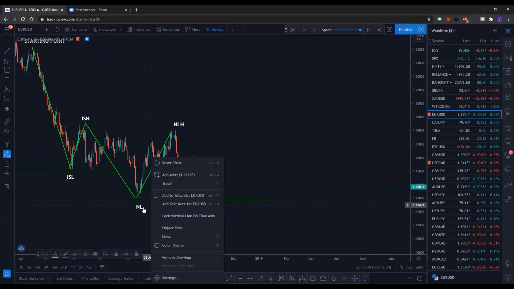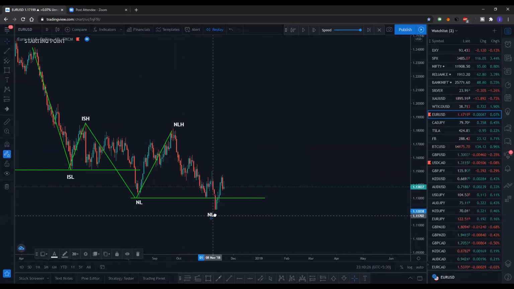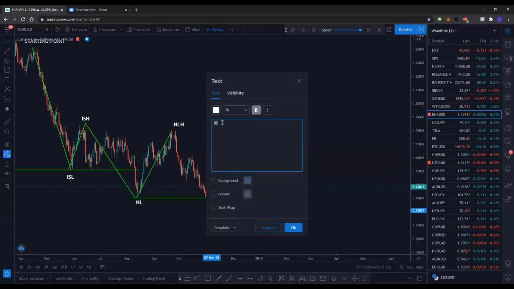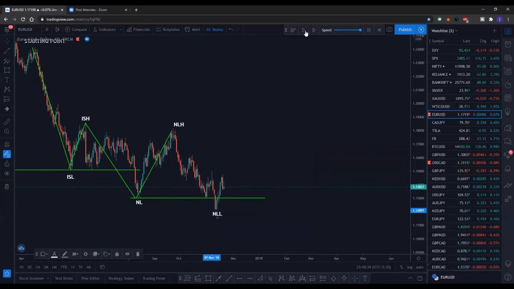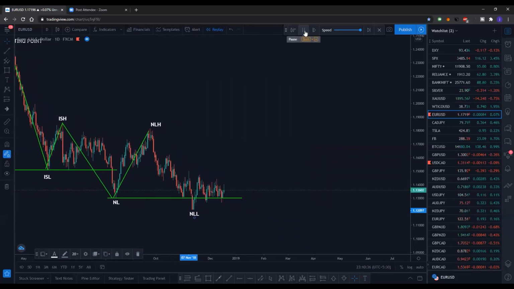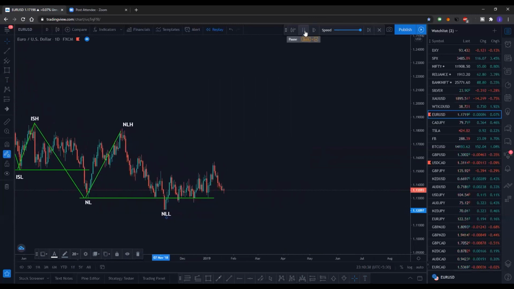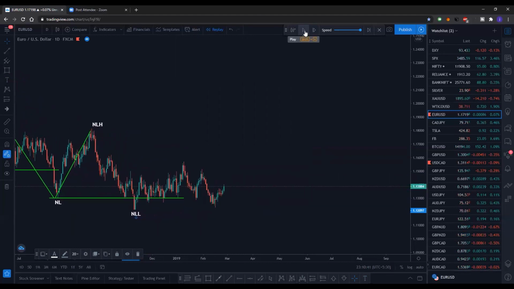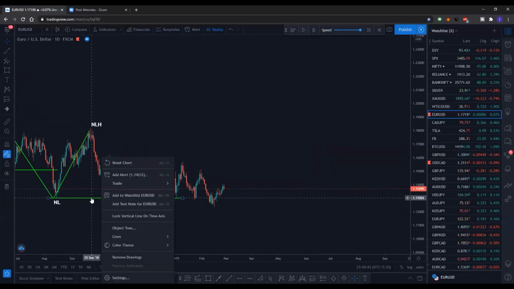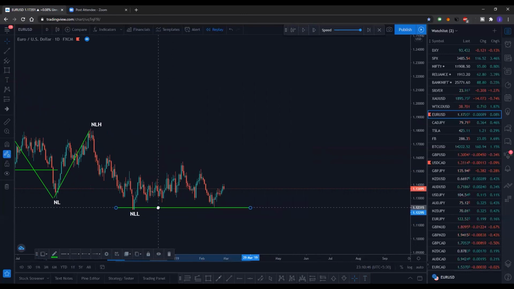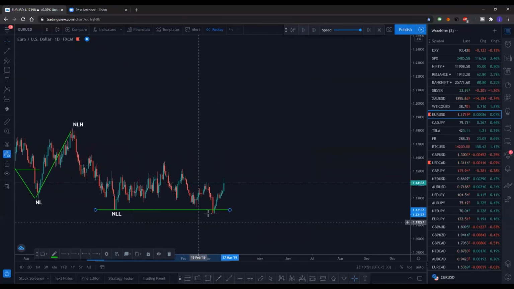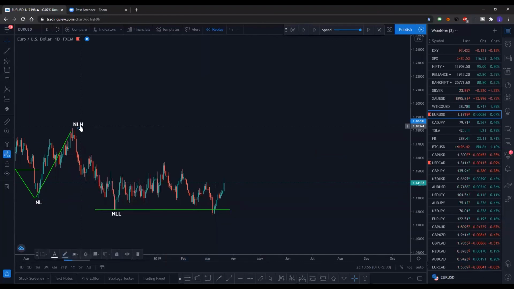And this becomes our new lower low. New lower low. And we are still doing the bearish move. It's in a consolidation. Okay. We need now a break and close below this new lower low. Okay. And there you go. We have it. So this becomes another lower high.